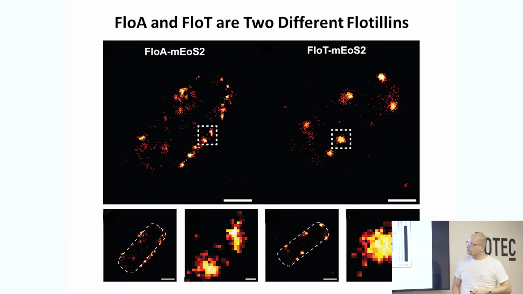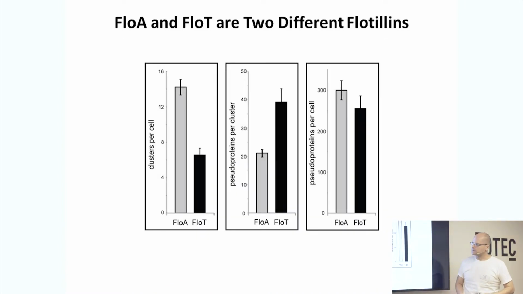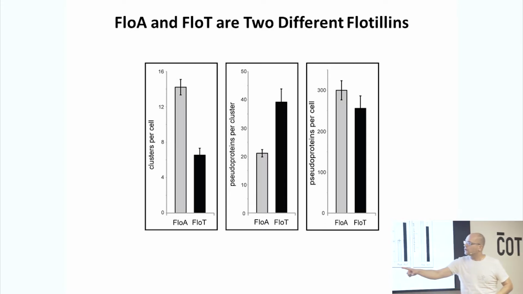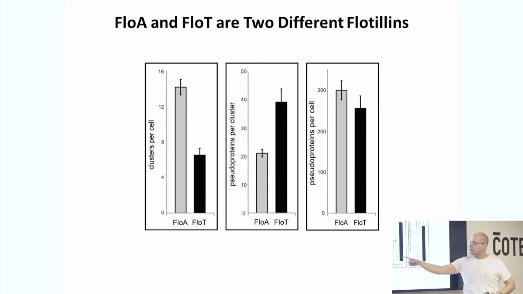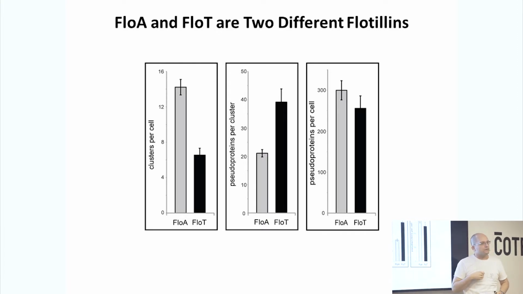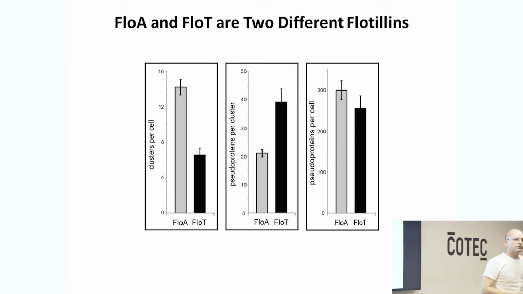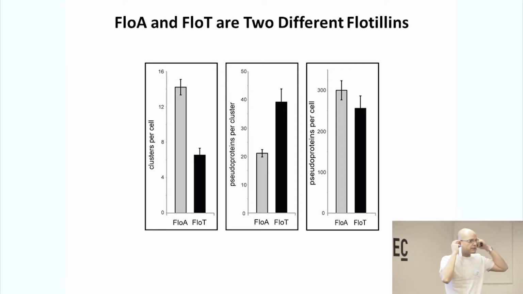So at the end, when we do the maths, counting the number of clusters, we see that FloA makes more, but FloT contains more or less. When we estimate the number of proteins per cell, it's more or less the same. So the cells produce more or less the same amount of protein, FloA and FloT. It's just that they are distributed differently.